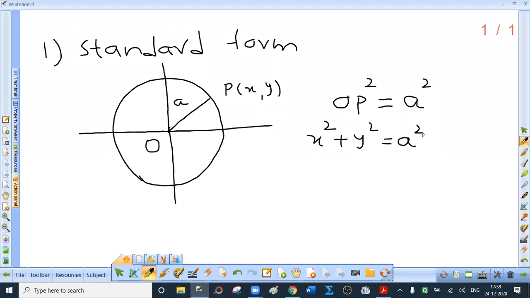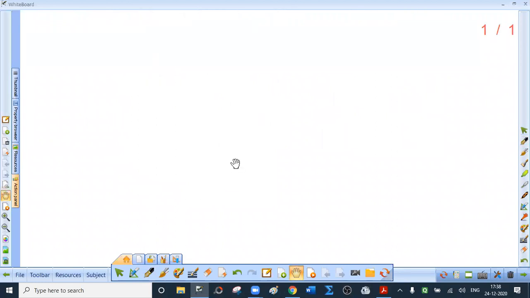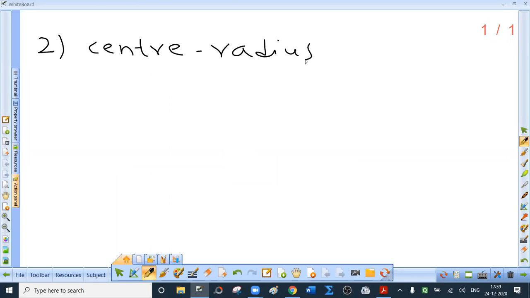Okay. Note that center of the circle need not be, and in general will not be, at the origin, and therefore we consider second form of an equation of a circle. It is called as center radius form.